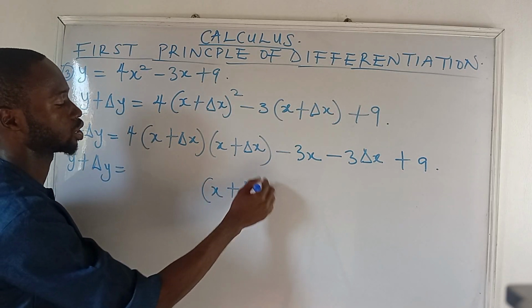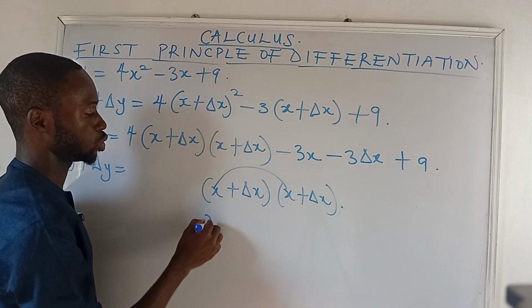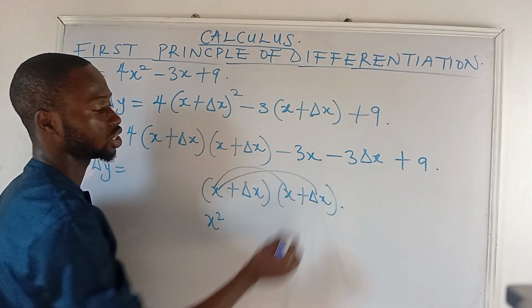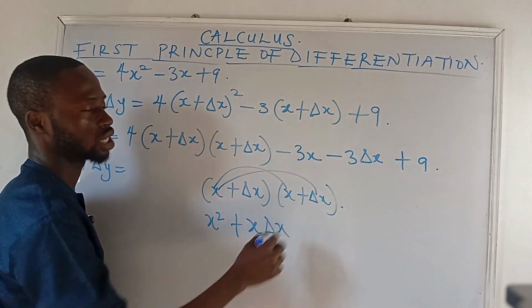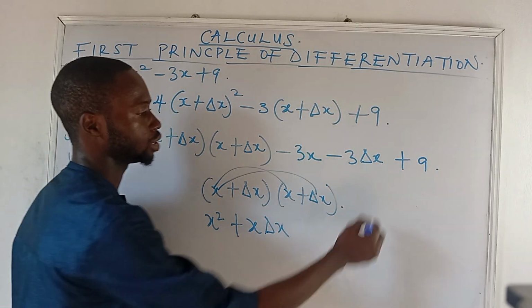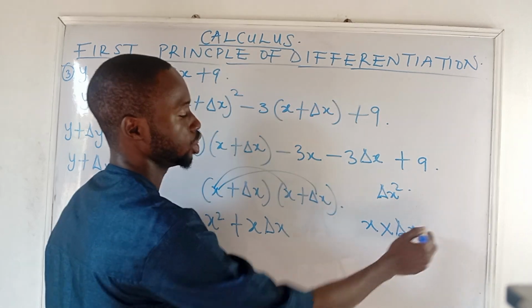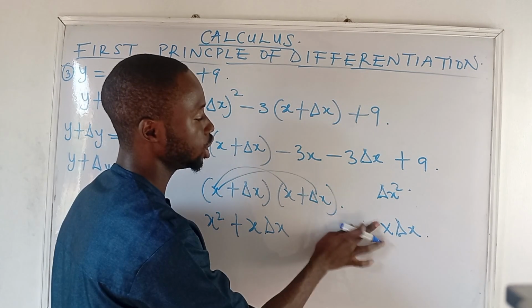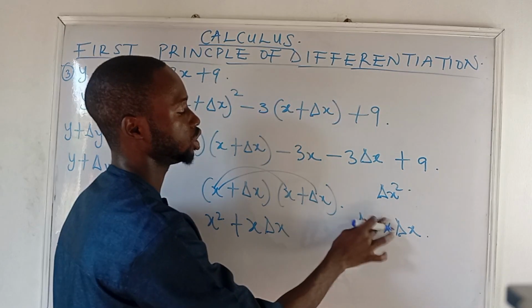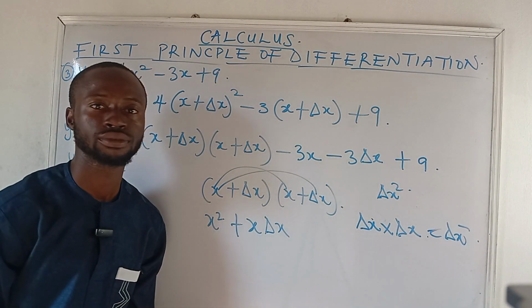X plus change in x, x plus change in x. So if I do x times x will give me x squared. X times change in x, look at it, I'll have x change in x. I know some of us might be thinking that is change in x squared, but that's not true. What I have is x times change in x. So this is different from this. They are two different things. I can only have change in x squared when I'm doing change in x times change in x. I will have change in x squared.